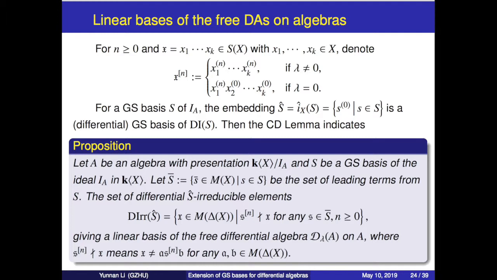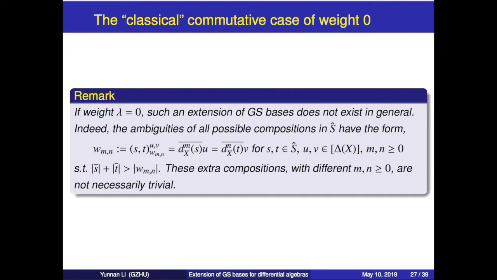Okay, then we talk. Give some words about the classical commutative case of weight zero. Then the extension of the global Shirshov basis cannot be determined in general. Maybe it does not exist, maybe it's not for this order. Yeah, for this order, maybe you can further extend it. You can add more compositions into it.